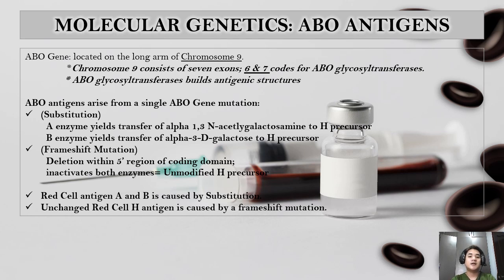And lastly, the deletion occurring on the 5' domain of the coding region results in an absolute inactivation of both enzymes, which results in the unchanged or unmodified H precursor molecule of a blood group O individual. So, class, try to correlate the previous discussions on the ABO antigen development and formation with this molecular genetics concept. So, from all this, we can deduce that red cell antigens A and B are caused by a substitution, and the O red cell antigen is caused by a frameshift mutation.